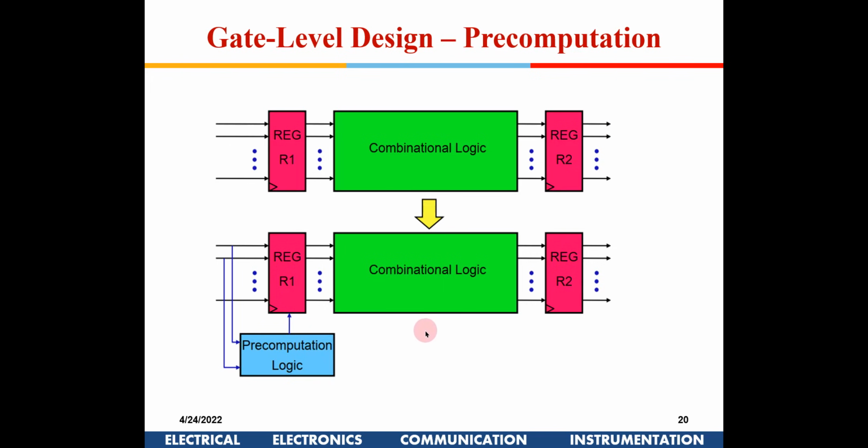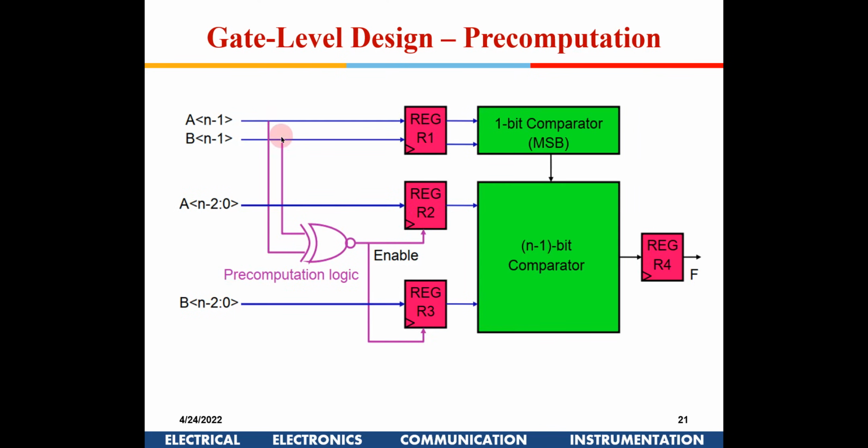I'll give you an example of this so that it will become pretty clear. Suppose I have an n-bit comparator. Now I have divided that n-bit comparator into a 1-bit comparator and an n-1 bit comparator. This 1-bit comparator just compares the MSB, and this n-1 comparator compares the rest of the bits. Now I am giving this MSB out here, and I am putting an XOR gate.